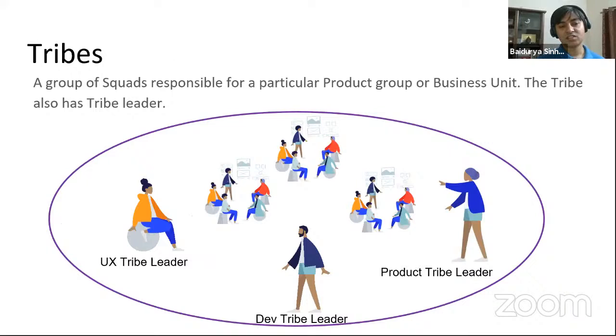So let's move on to what a tribe is. For larger organizations, there might be multiple squads, and then the squads need to be brought together under some leadership so that consistency is maintained across the squads. Say, for example, each of the squads is responsible for a part of the product, but when the user is using the product, it needs to be looked at as a whole. So you normally have a UX tribe leader, which might be a UX director, depending on the organization. You might have a dev tribe leader, like a dev director, and a product director at that level, right?